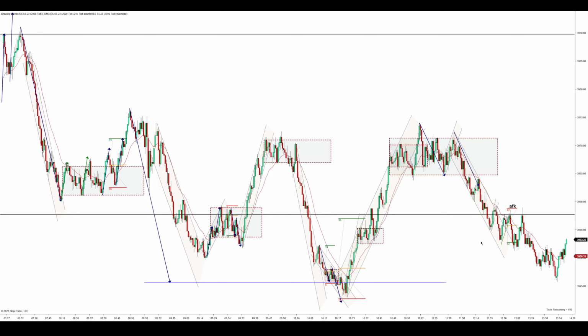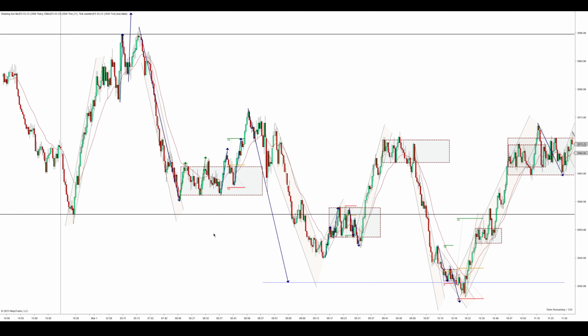I'm trading the ES futures on a 2000 tick chart with a 21 EMA. So I have my overnight highs up here, overnight lows down here. We're in this overnight range. These are our key levels.